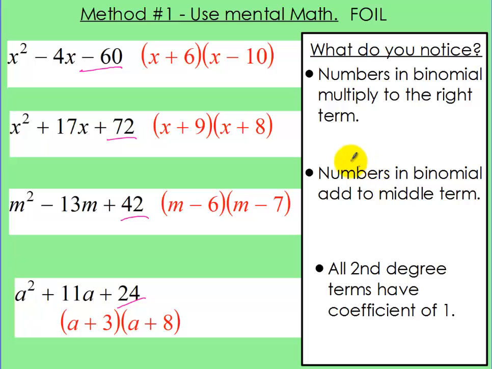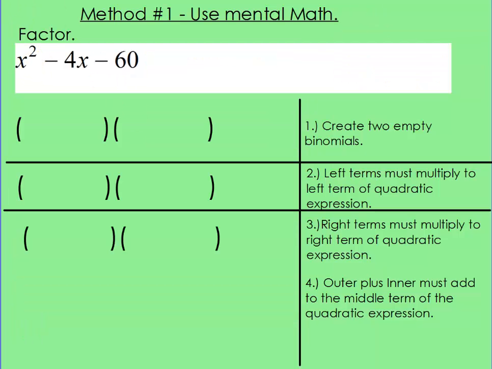You might also notice that the binomials add to the middle term. So these numbers, 6 minus 10 adds to negative 4. 9 plus 8 is 17. So they're actually adding to the middle term. And you might notice that the first terms here all have a coefficient of 1. So a few neat things to note, and we use that information to factor.